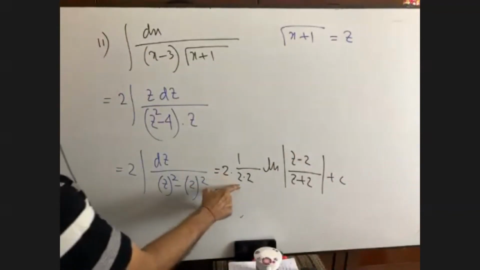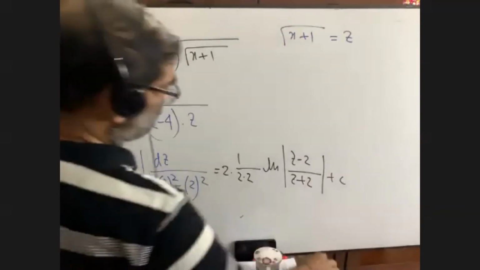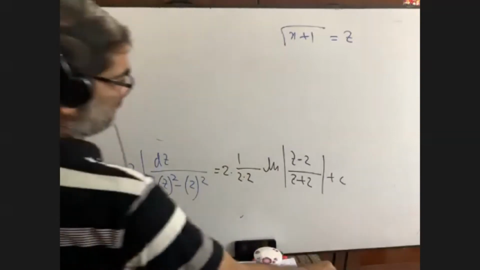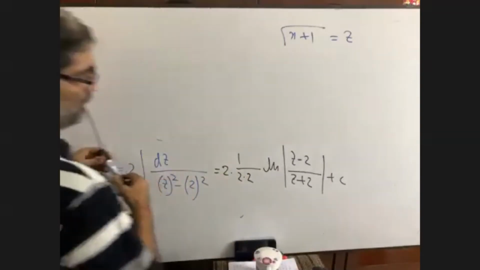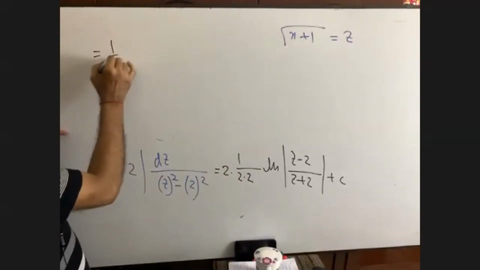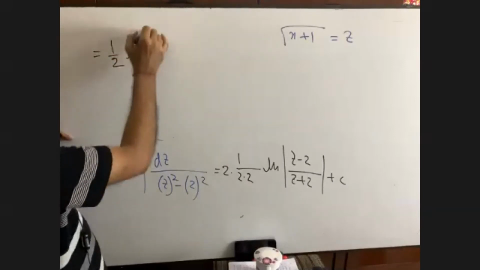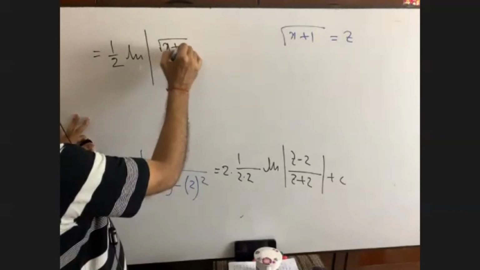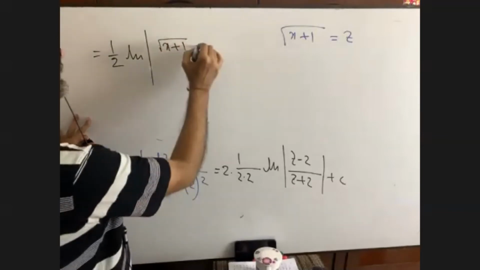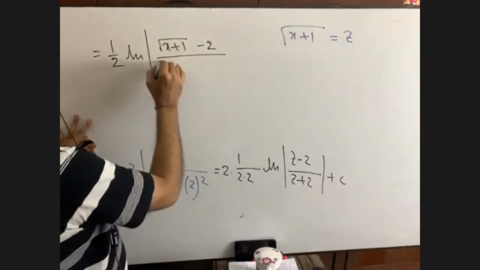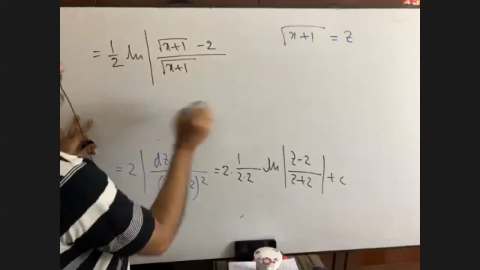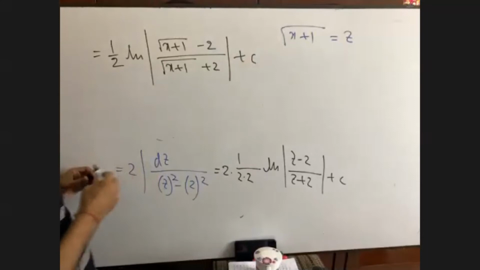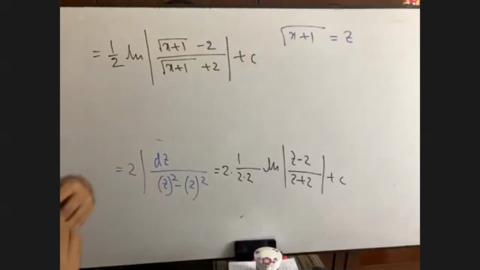So 2 will be omitted. So we'll be left with only this. This is only 1 by 2. This is ln. What is the value of z? It is root over x plus 1. Then it is minus 2, again root over x plus 1, it is plus 2. It is plus c. Math is done. Okay.